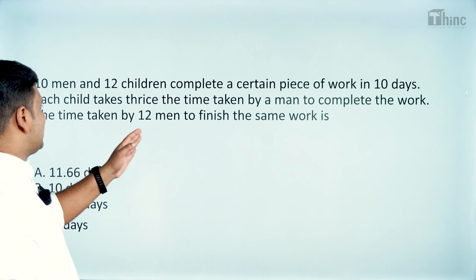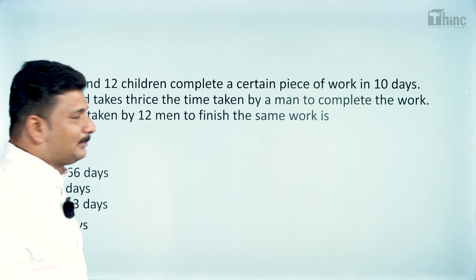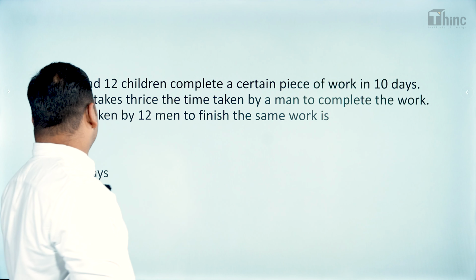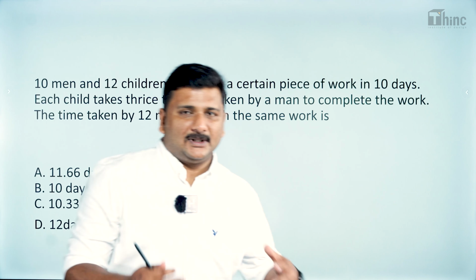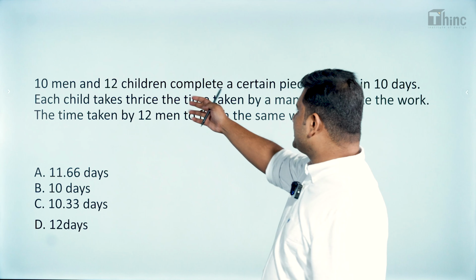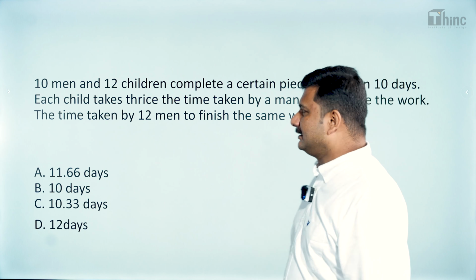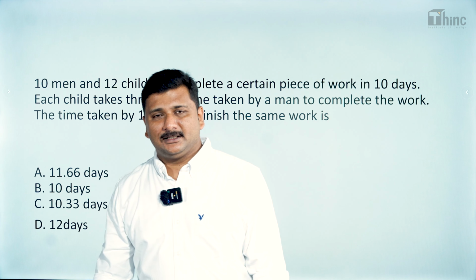So 10 men and 12 children can complete a piece of work in 10 days. A child takes thrice the time taken by a man to complete the work. The time taken by 12 men to finish the same work is a question. So guys, what is this question all about? There is a group of people working, right? A child takes thrice the time taken by a man. What is the meaning of that?